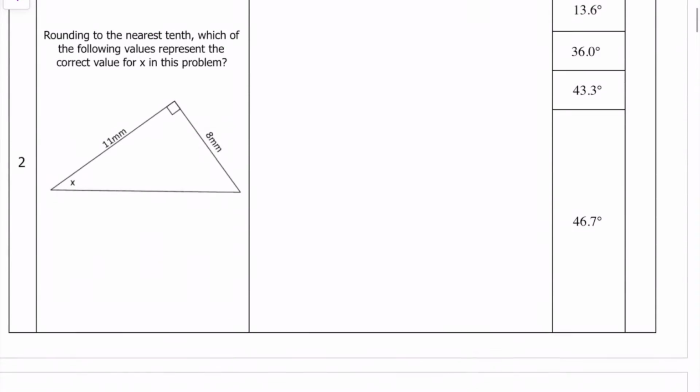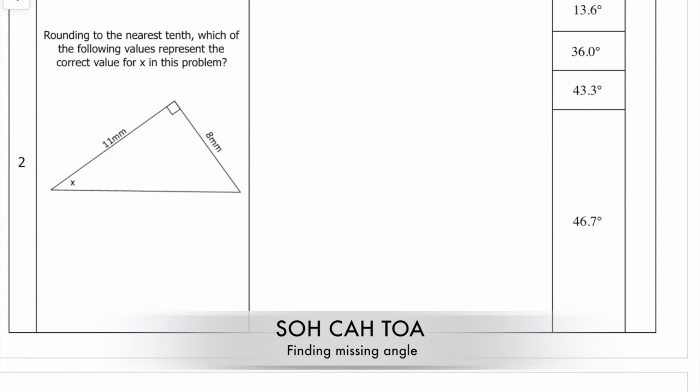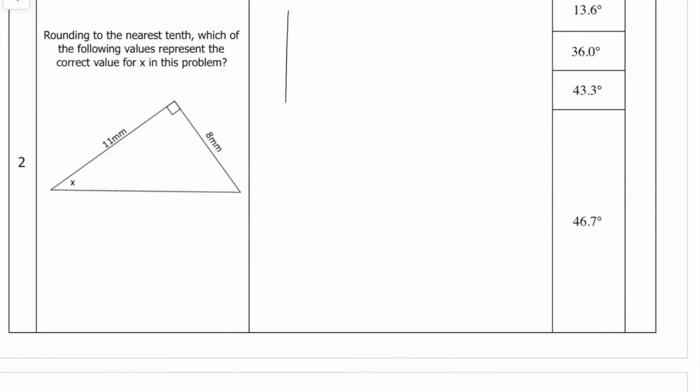So the next problem is a little different. The problem reads, rounding to the nearest tenth, which of the following values represent the correct value for x in this problem? So first I'm going to redraw the triangle because it's better to read it sitting up than sideways. The bottom of the triangle measures 8, the side measures 11, and the top angle is what we're trying to find. This time we're looking for the angle instead of the side.